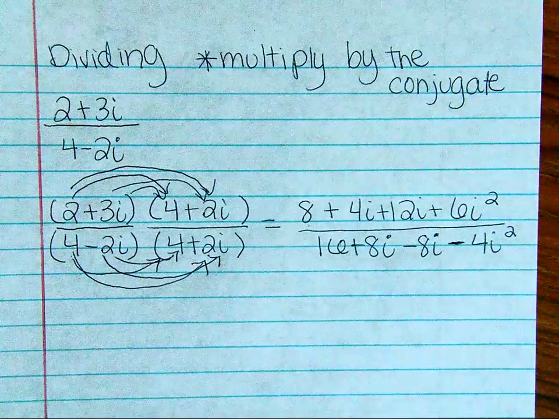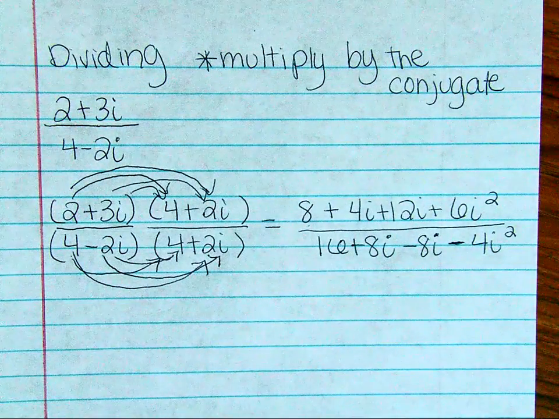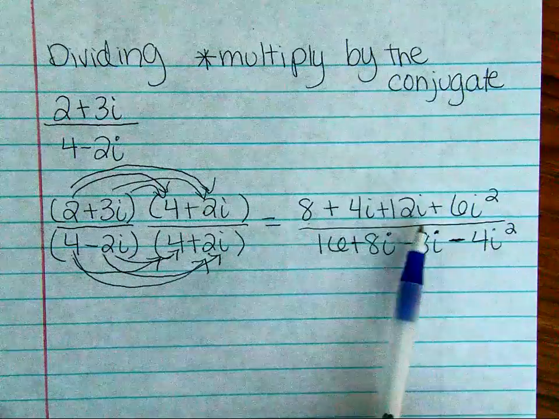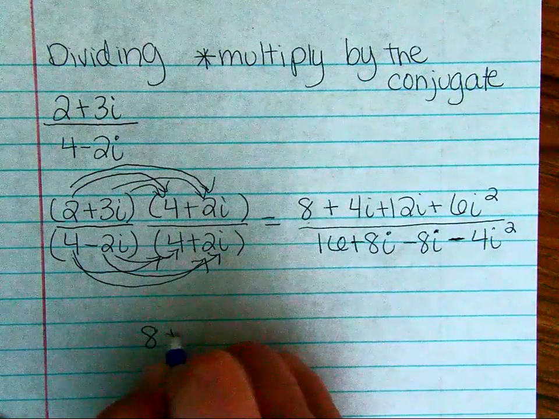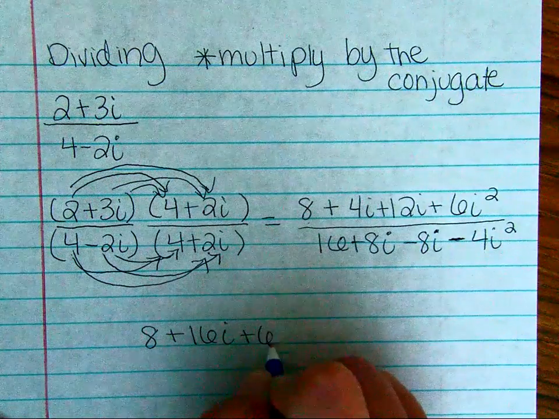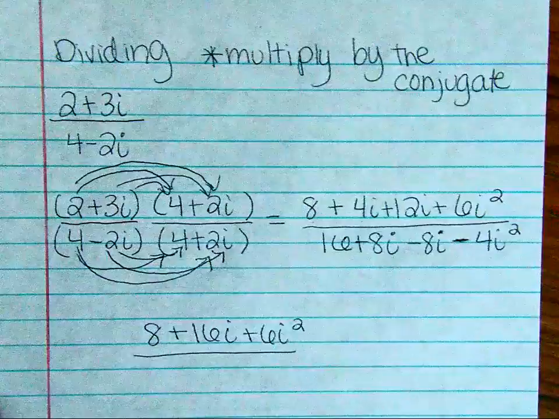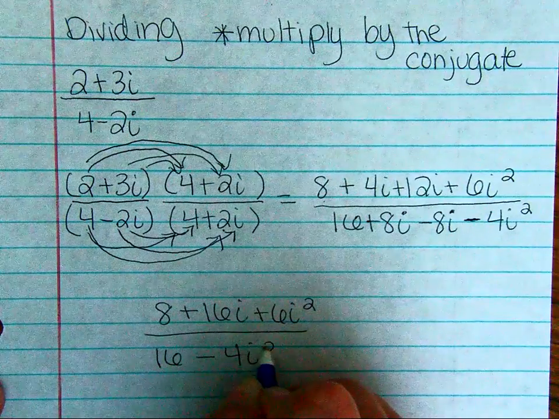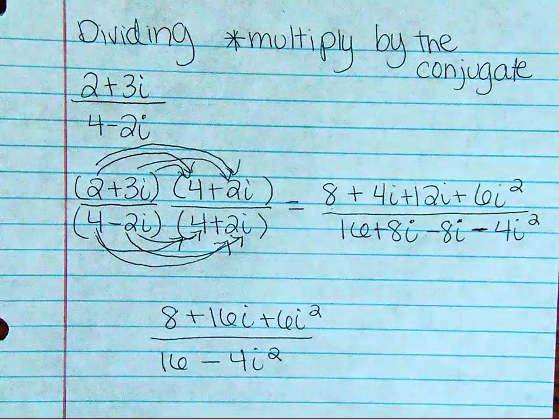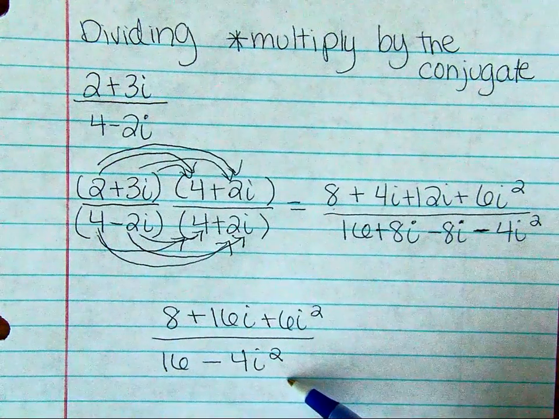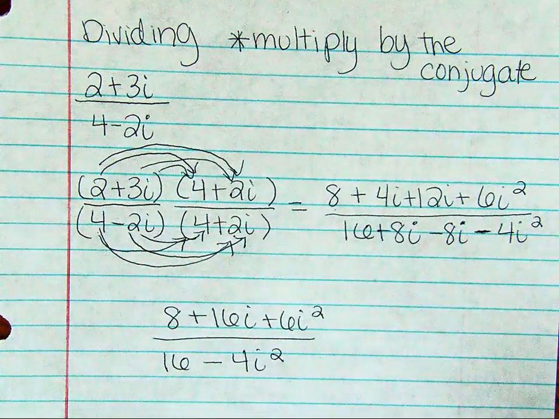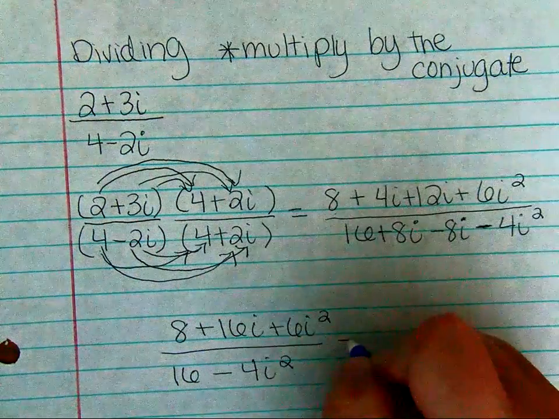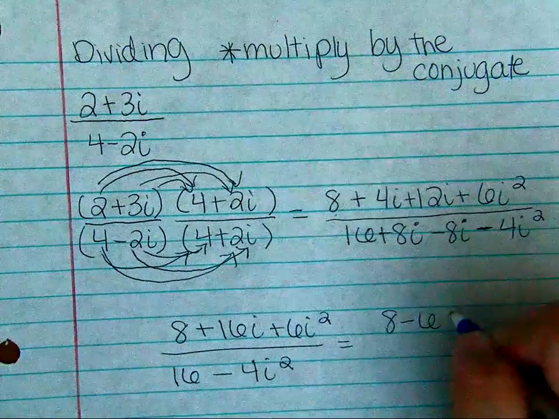Okay. So in the top, 8 plus 4i plus 12i, here is what I'm left with when I combine like terms. Now, these i's squared, I have 6i squared. So really, that's 6 times the negative 1. So that's going to turn into 8 minus 6 plus 16i. And then in my denominator, 16 minus 4i squared.